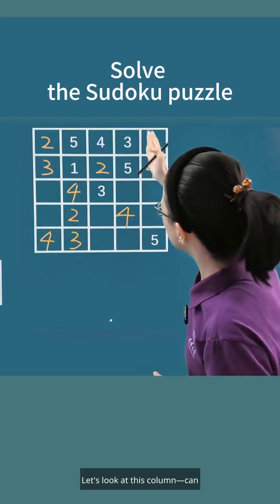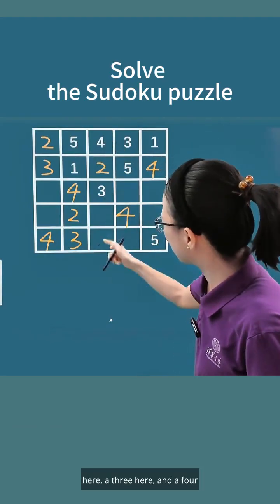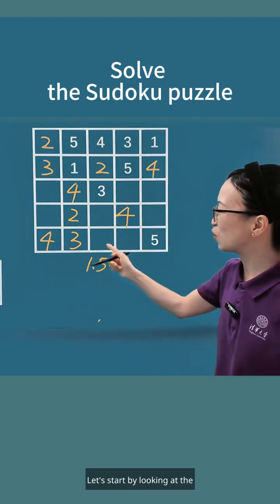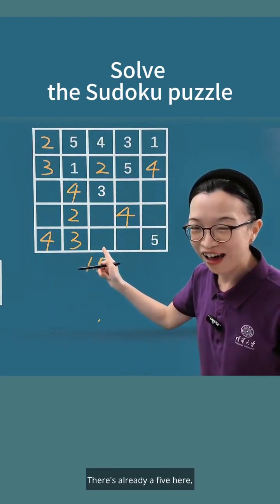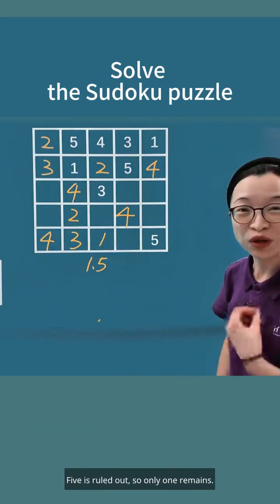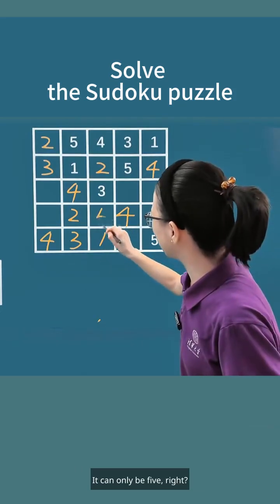Let's look at this column. Can we finish it too? In this column, there's a 2 here, a 3 here, and a 4 here, so these 2 spots must be either 1 or 5. Let's start by looking at the bottom one. What number should go here? There's already a 5 here, so the only option left is 1. 5 is ruled out, so only 1 remains. Now that we've written 1 here, what about the spot above? It can only be 5, right?